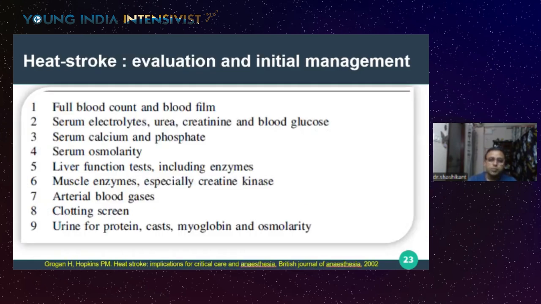Again, from laboratory point of view, we need to order CBC, electrolytes, LFT, and serum osmolarity. We look at muscle enzymes, especially creatine kinase. We need to look at clotting parameters, and definitely we need to look at urine for myoglobin and other casts.